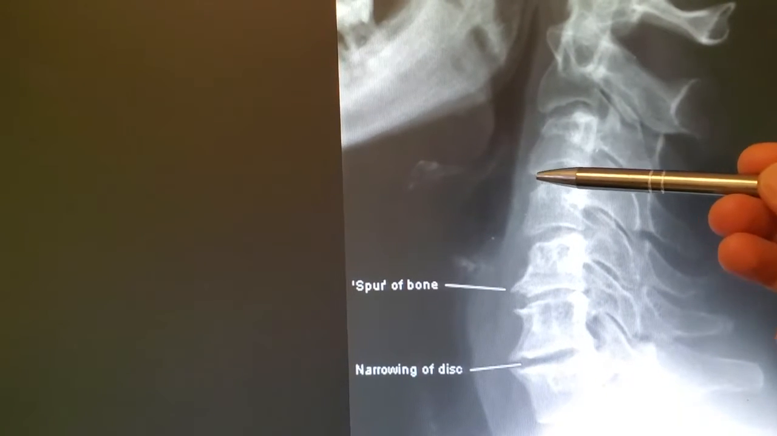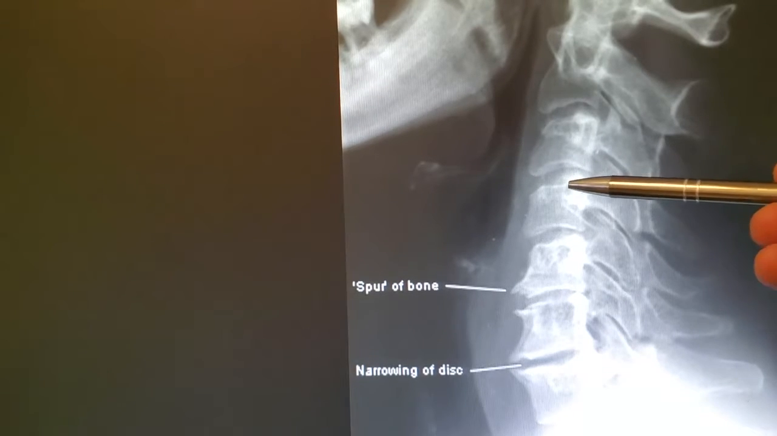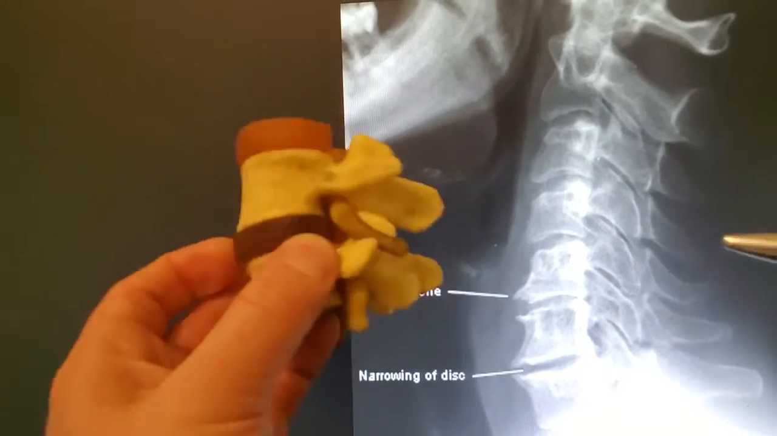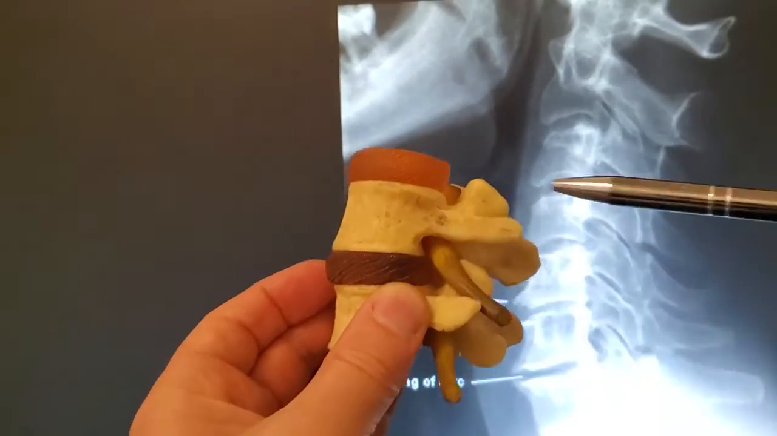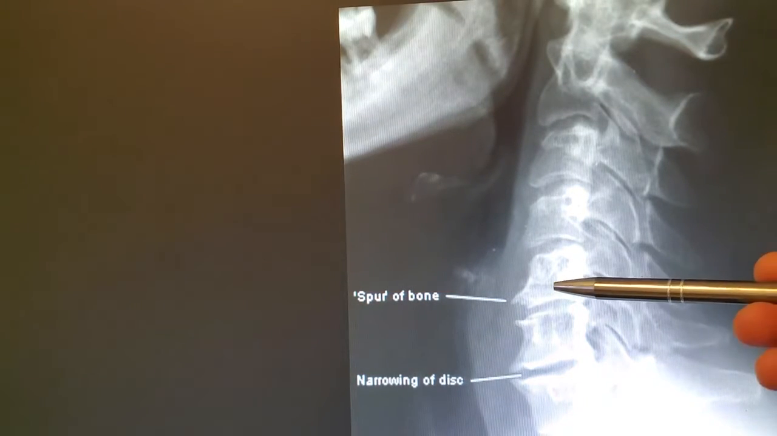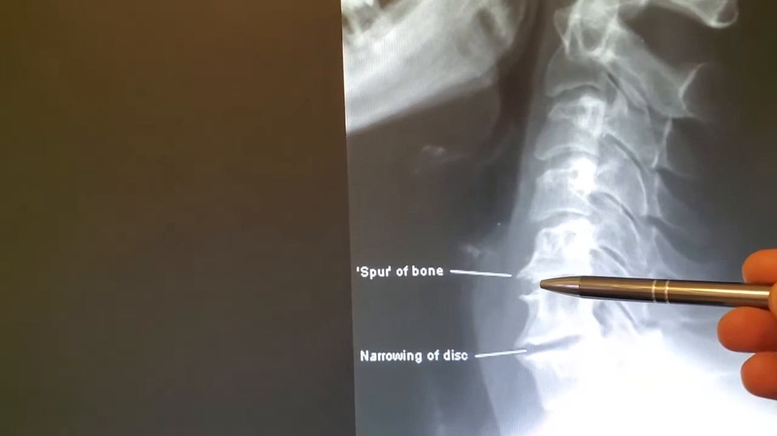So the nice crisp edge on the bone, good even space in between. That means that the discs are pretty healthy. So that space there is that space there. But as we go down, you can see it starts to change. So now you can see that the disc spaces are getting thinner.